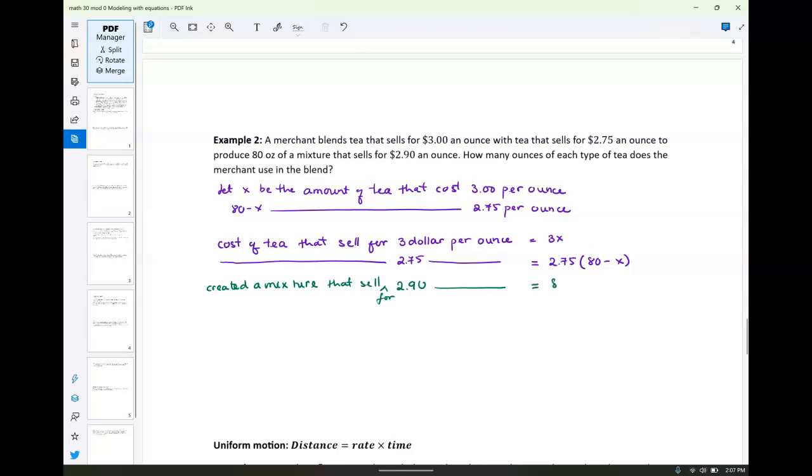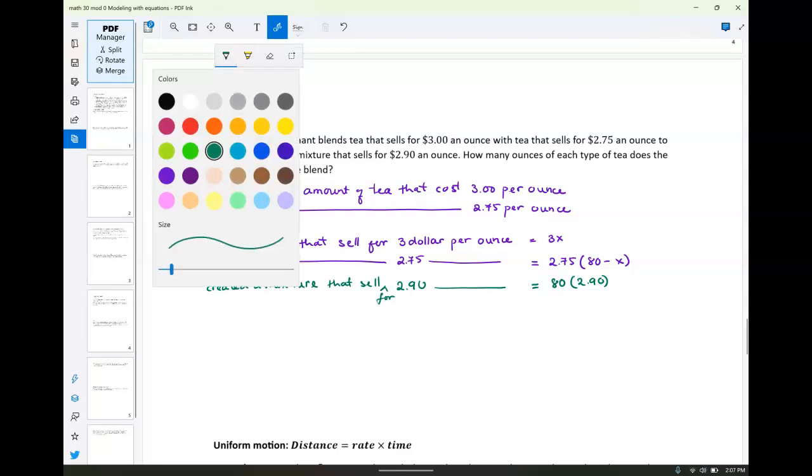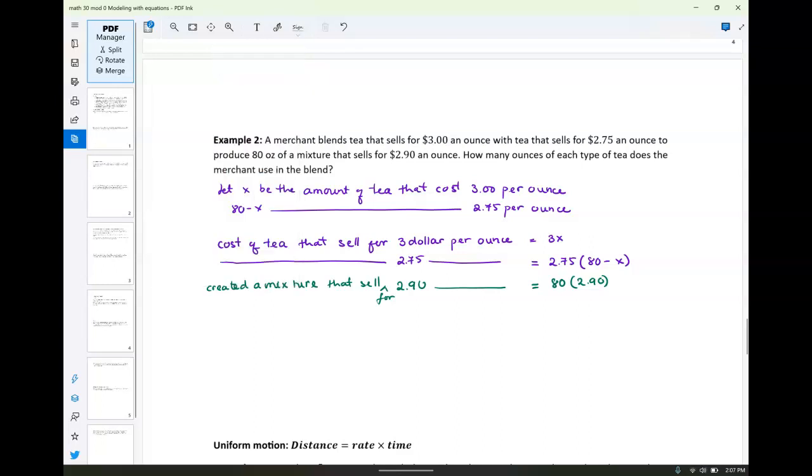So this is equal to 80 times 2.90. Well, since you add two things to create a mixture, now we can see the equation come in handy. That is, the cost of the tea that costs $3 plus the total cost of the tea that sells for $2.75 have to equal the cost of the whole mixture.